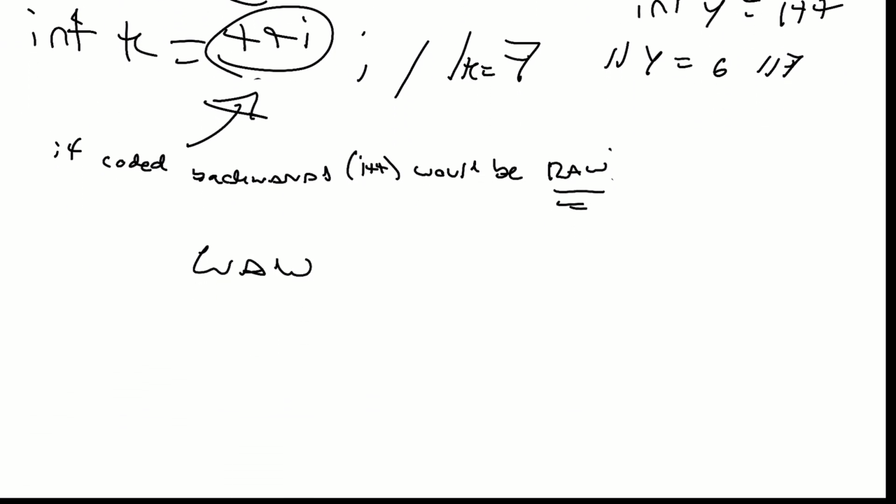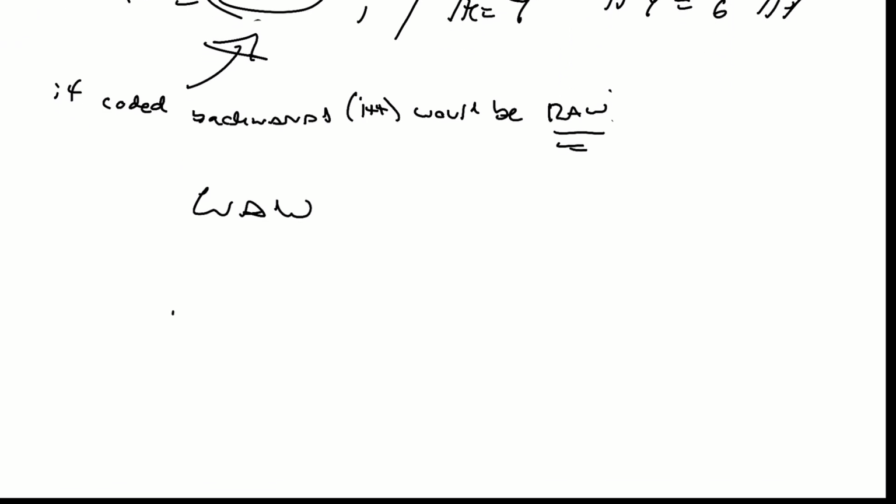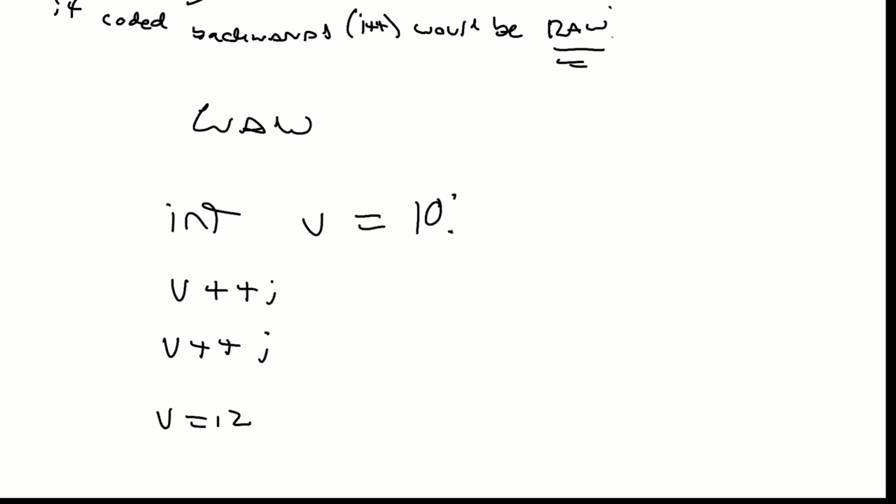So finally, write after write is basically if write operations take place in a reverse order of the intended sequence. So if you have two writes, for example, let's say we've got int v equals 10, and then you have v++ and v++. In this case, you expect to have 12 afterwards, right? However, it doesn't matter which one you do first because they both do the same thing. They both just increment.